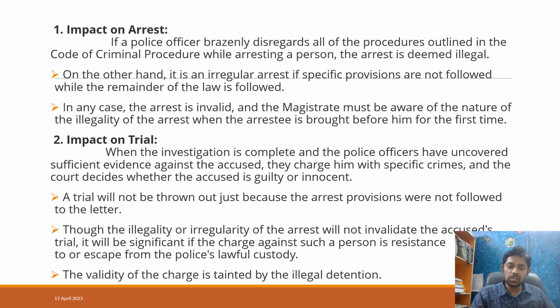Impact on trial. When the investigation is complete and the police officers have uncovered sufficient evidence against the accused, they charge him with specific crimes and the court decides whether the accused is guilty or innocent. A trial will not be thrown out just because the arrest provisions were not followed to the letter. Though the illegality or irregularity of the arrest will not invalidate the accused's trial, it will be significant if the charge against such a person is resistance to or escape from the police's lawful custody. The validity of the charge is tainted by the illegal detention.